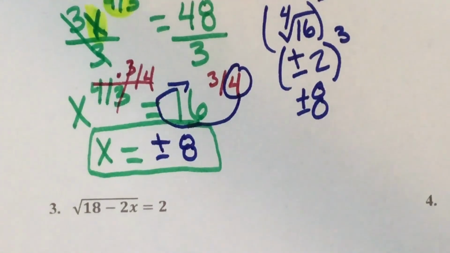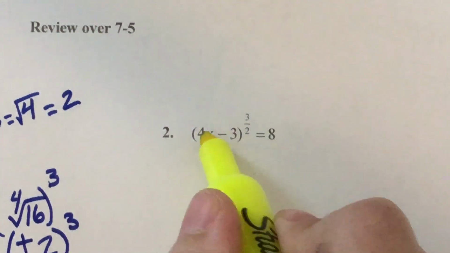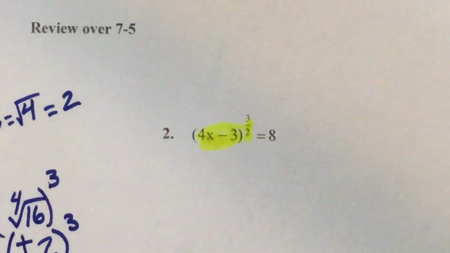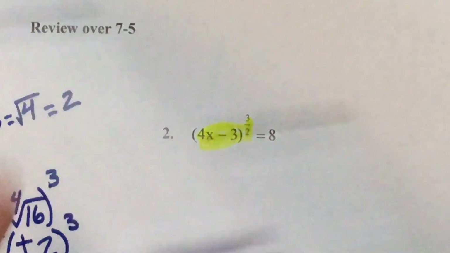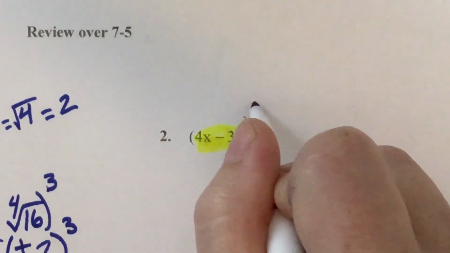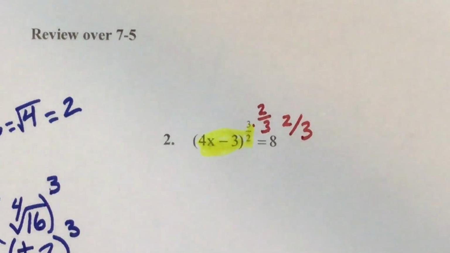Let's look at number 2. So looking at number 2, the variable that's in the parentheses with the fraction exponent, it is by itself. There's nobody smushed against the parentheses, nobody added or subtract behind it. So I am ready to get rid of the fraction exponent. So flip it over. That's 2/3. So we're raising both sides to the 2/3 power.